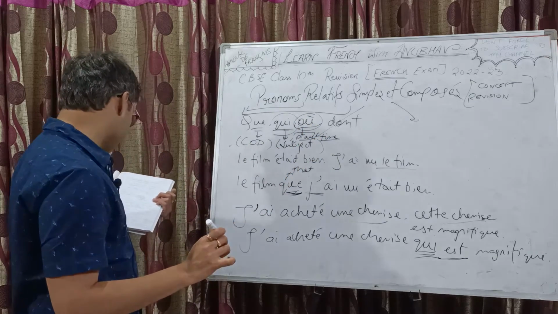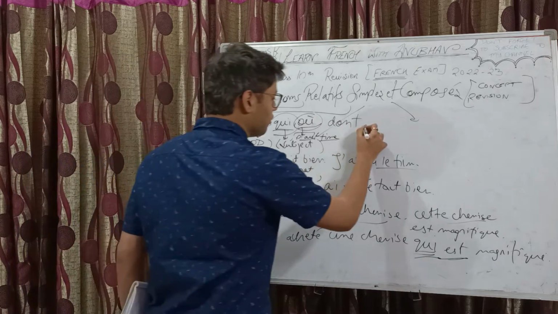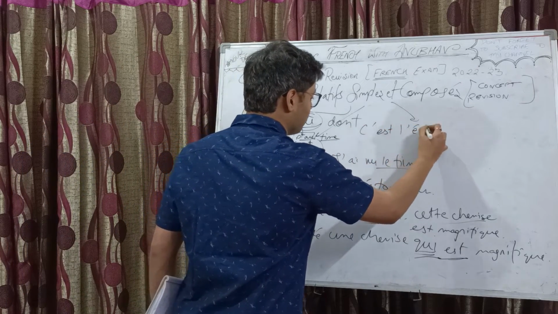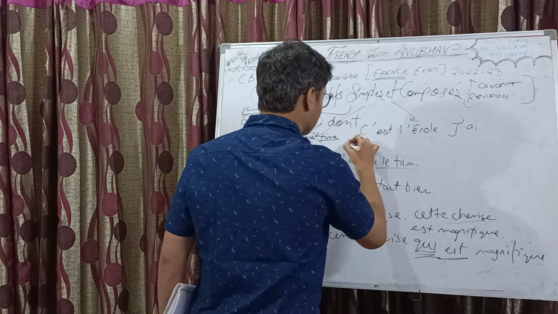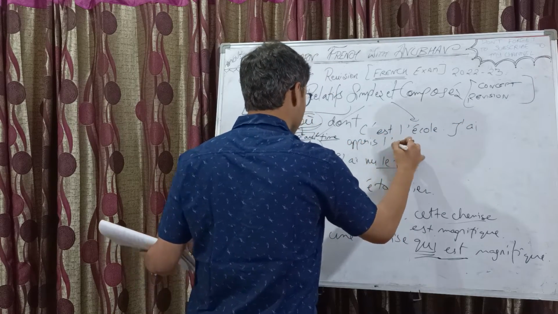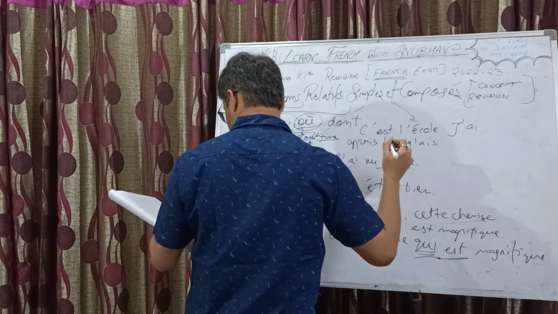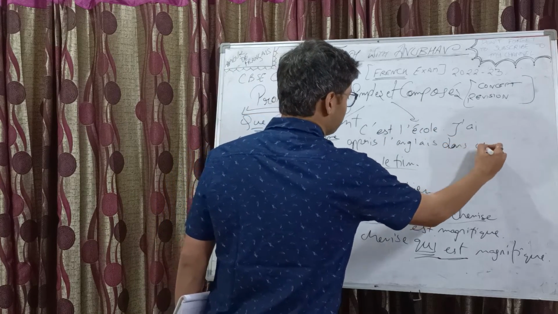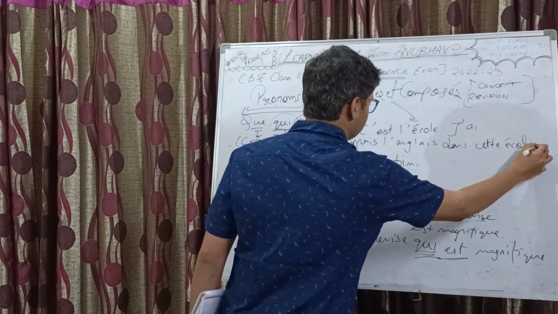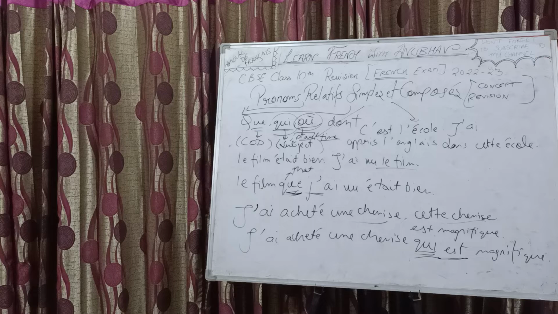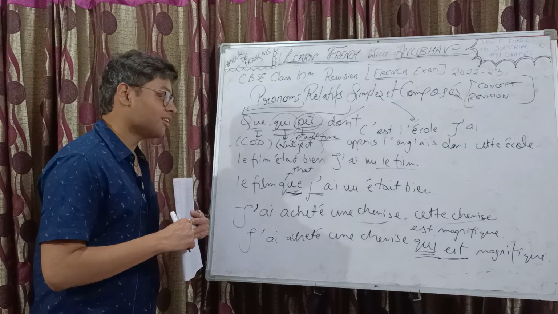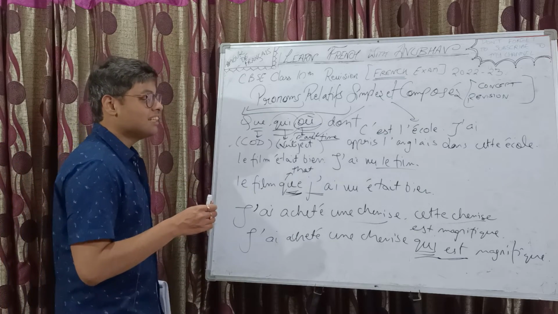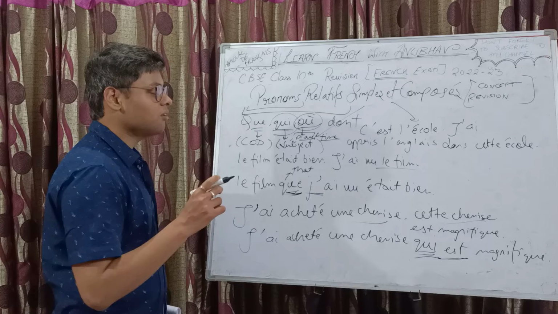Okay, let's take an example. C'est l'école. J'ai appris l'anglais dans cette école. I hope this part is visible, and let me just check in the recording because I want the whole board to be visible. Perfect, it's clearly visible. That's good. Okay, wait, sorry, I have the wrong sentence. C'est l'école, full stop. J'ai appris l'anglais dans cette école.